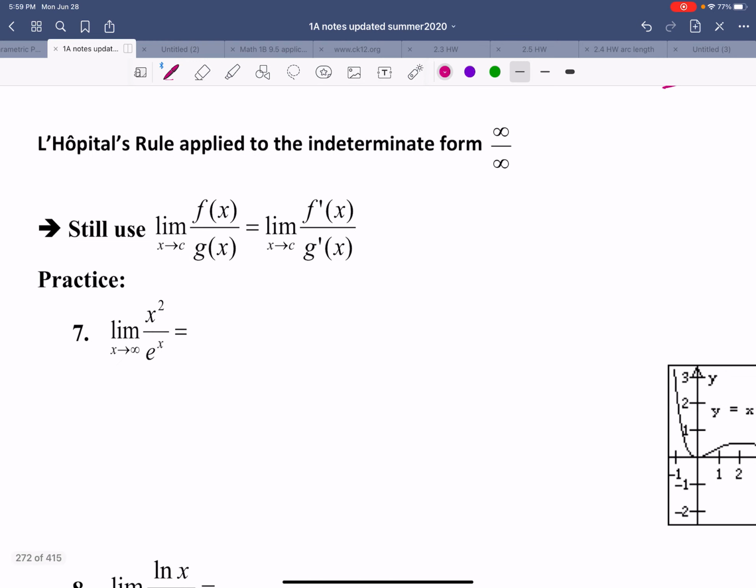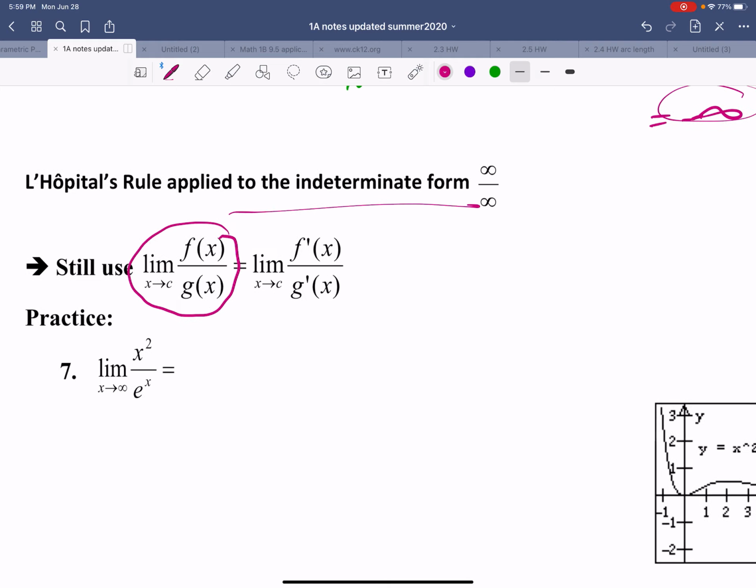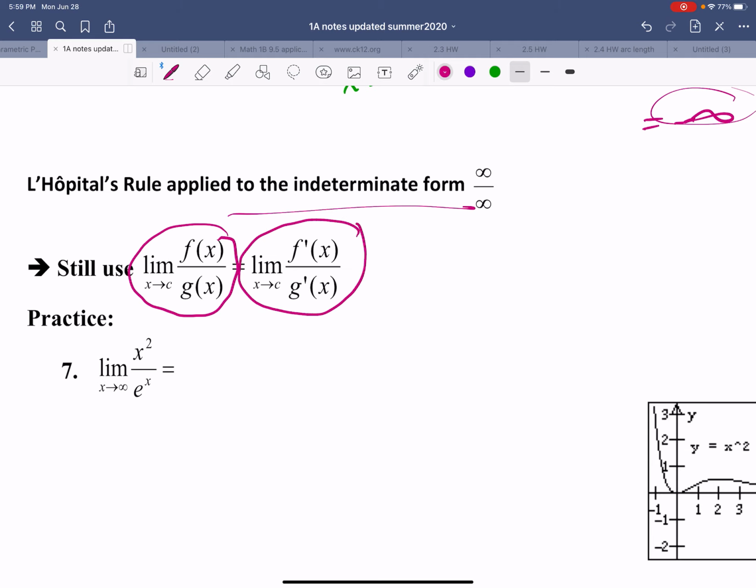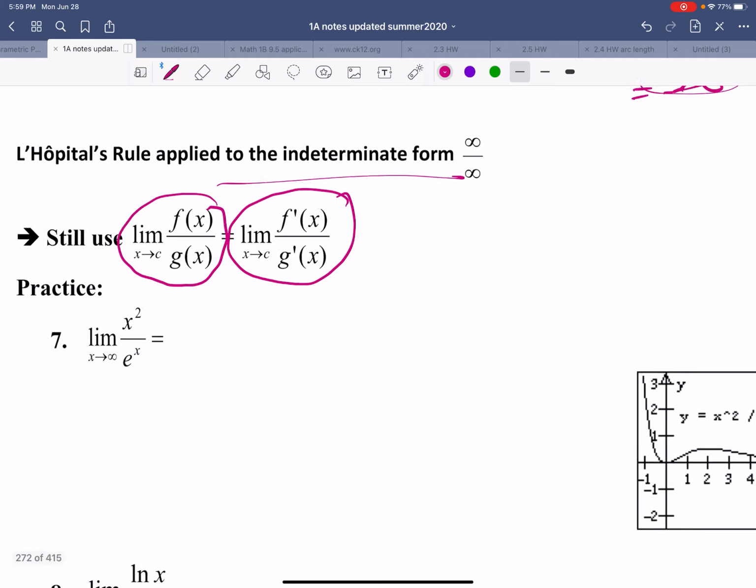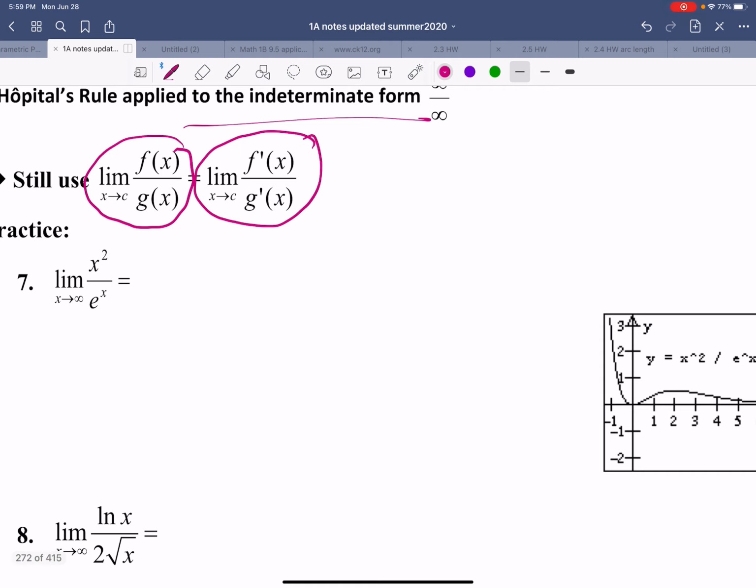Next example, L'Hopital's rule applied to the infinity over infinity form. All the problems we saw so far were 0 over 0 form. Now we're going to look at some where we have infinity over infinity form. So limit x approaches c of f of x over g of x can be written as limit x approaches c of f prime of x over g prime of x, as long as your initial form was 0 over 0 or infinity over infinity. We can go ahead and take the derivative of numerator, take the derivative of denominator, and then apply the limit x approaching c.